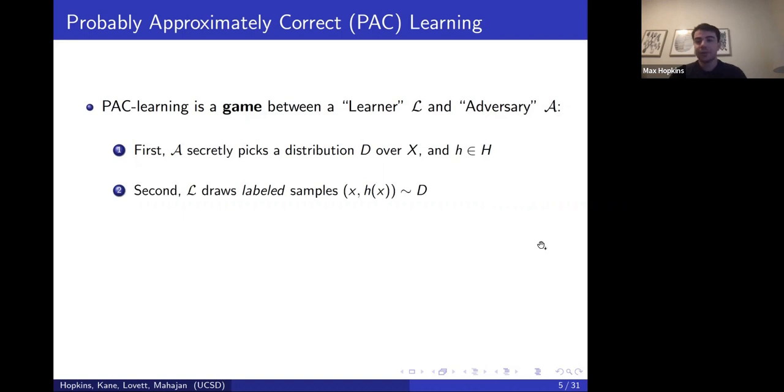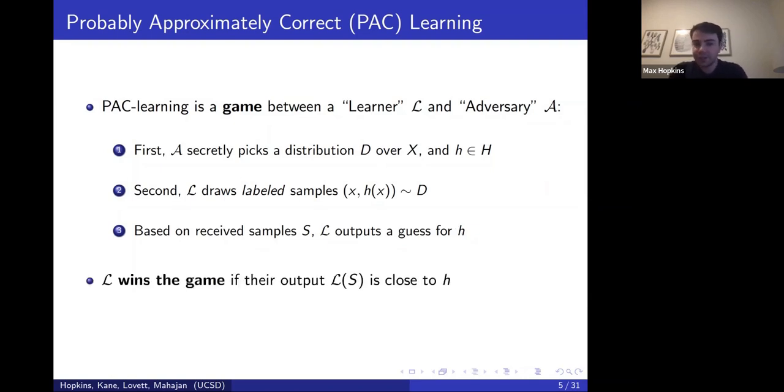Now the learner will take their turn, and the learner will draw labeled samples from this distribution. So they'll draw points x from the instance space, and then they'll get the label with respect to the adversary's secret classifier. They'll draw a bunch of labeled samples, and then based on the samples that they receive, which we'll write as S throughout this talk, the learner L will try to output a guess for what h is. They're going to try to guess the adversary's hidden classifier.